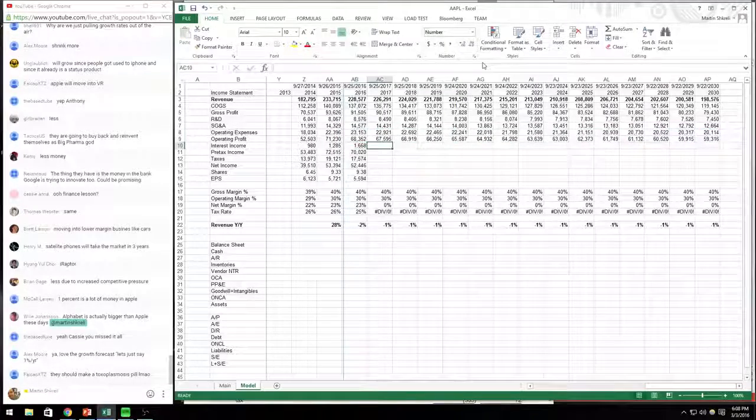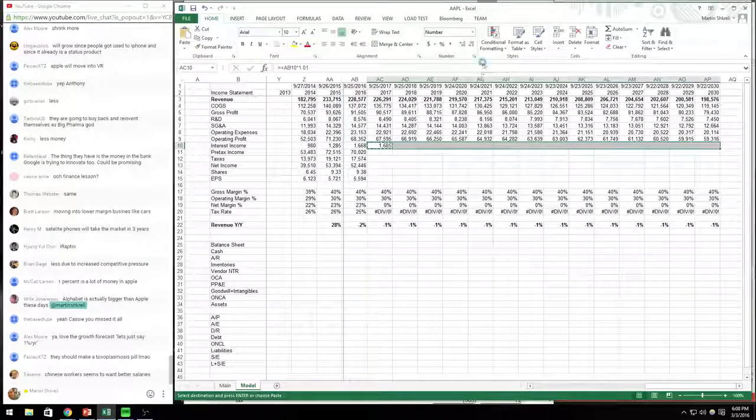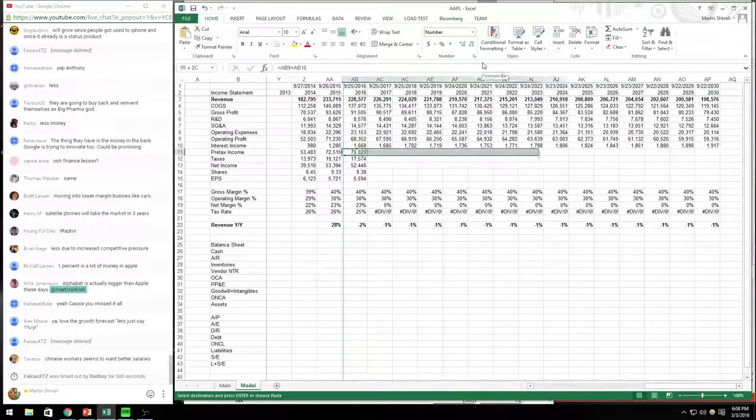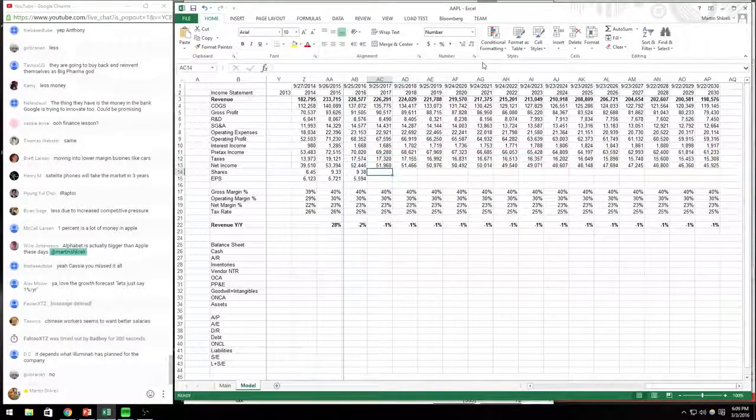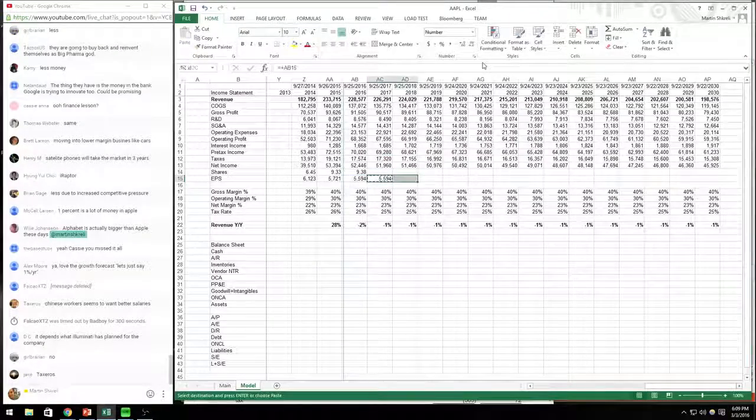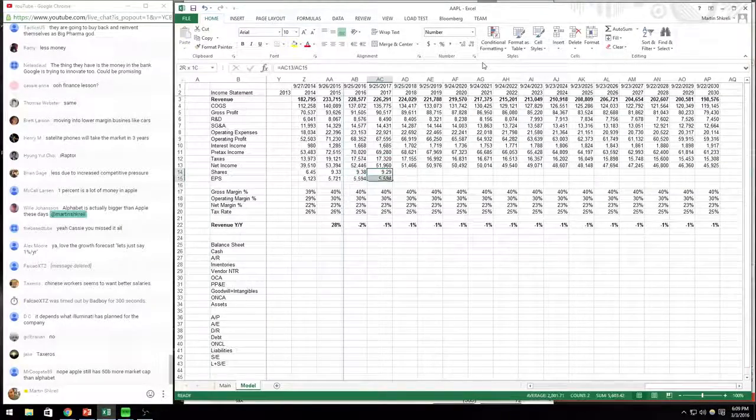That'll probably keep growing because of all the cash they're accumulating. Taxes, will their taxes go up? I don't know, it's hard to say. 25% taxes seems reasonable. So now we've got a long-term forecast for Apple that goes out to 2030.